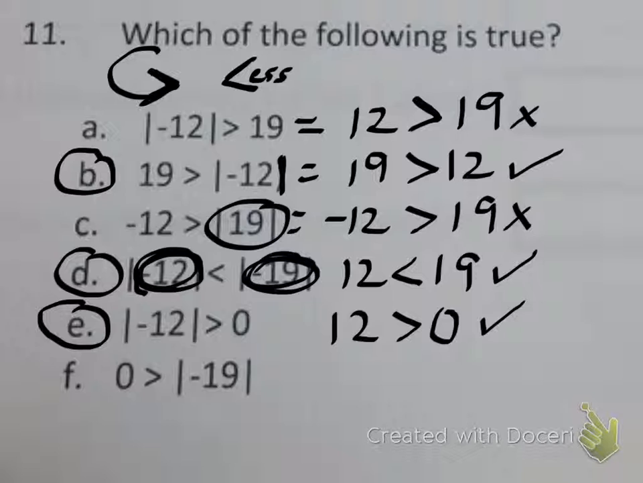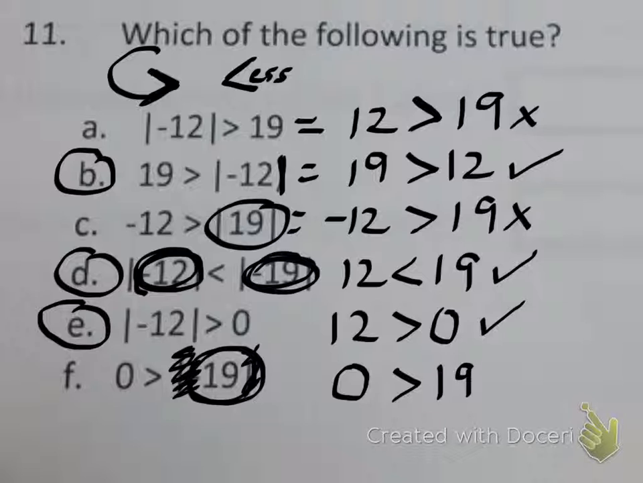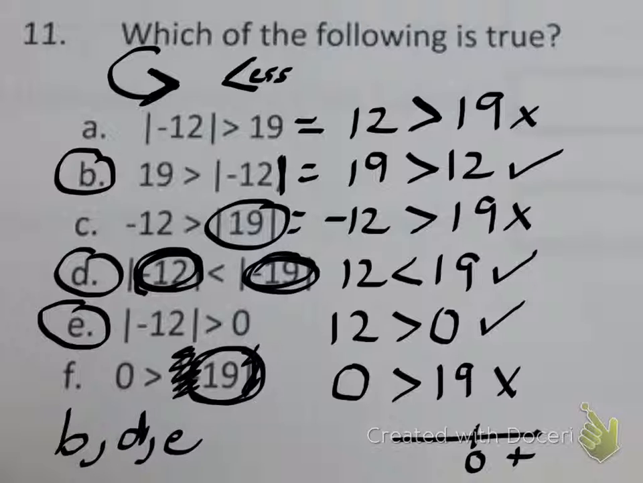Our next one, we have just a regular 0, so we put it down. We put down our greater than sign, and then negative 19 is 19 places away from 0. So once again, if we get rid of the absolute value sign, we're just left with a positive number. Is 0 bigger than 19? No, because our positive numbers are all right of 0. So this one is not correct. So our correct answers are B, D, and E.